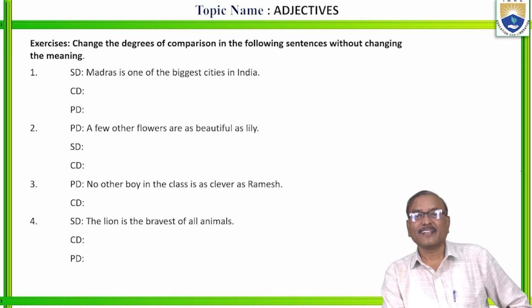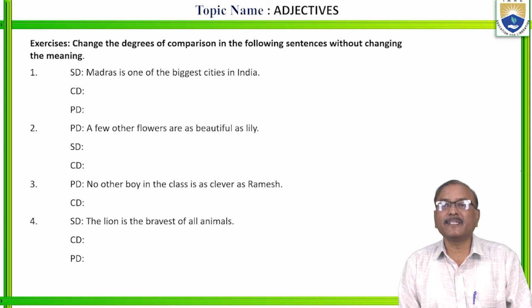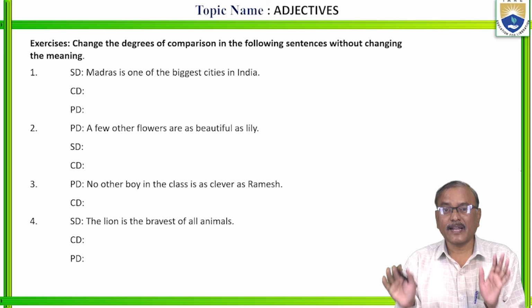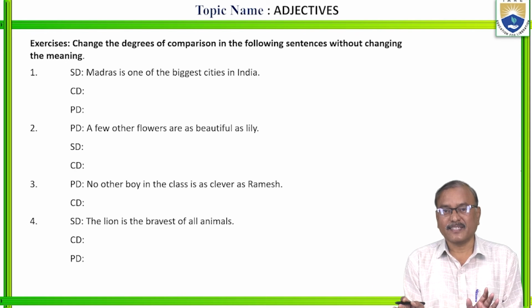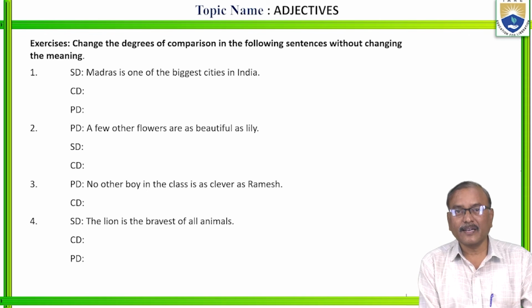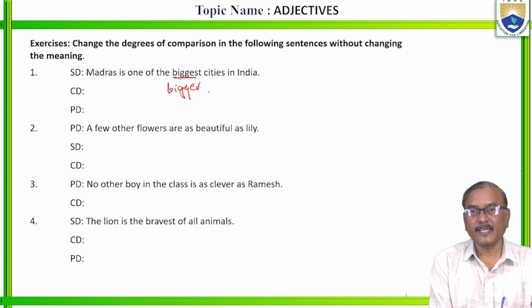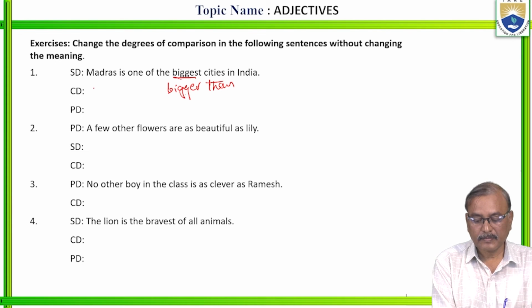Now let us do the exercise. Madras is one of the biggest cities in India. Is it the biggest of all? No. There are some other biggest cities, and among them this is one. So, here, comparative degree. For comparative degree, what do you have to write here? Bigger. Then immediately than. Which is bigger? Madras.